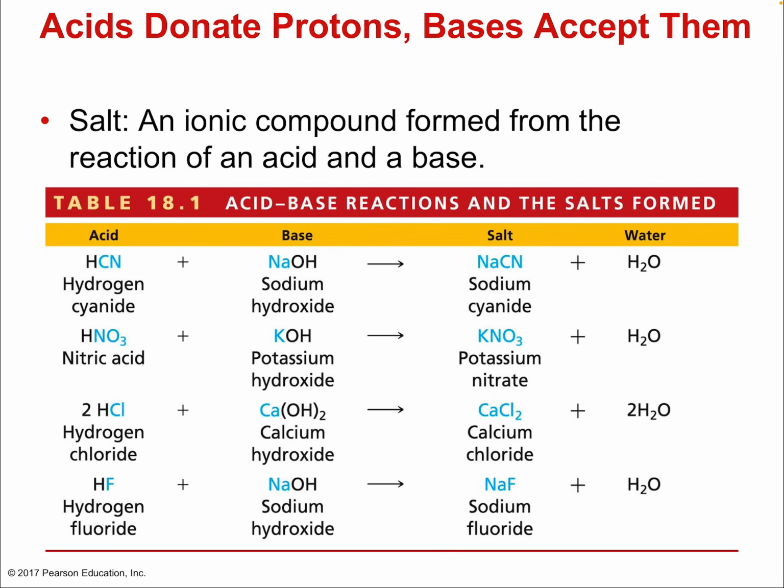Here are quite a few of them. Here we have an acid and a base, for example hydrogen cyanide mixing with sodium hydroxide to form sodium cyanide plus water. Sodium cyanide is not the type of salt you want to be eating, but definitely a type of salt. We have lots of other examples of acids and bases mixing together to make salts. Everything in this column is a salt: sodium cyanide, potassium nitrate, calcium chloride, and sodium fluoride. Salt is a general term referring to the product of these acid-base reactions. Notice that there's always this secondary product of water, usually 1 mole worth or sometimes 2.